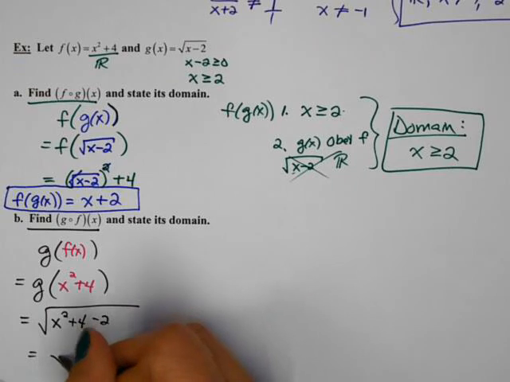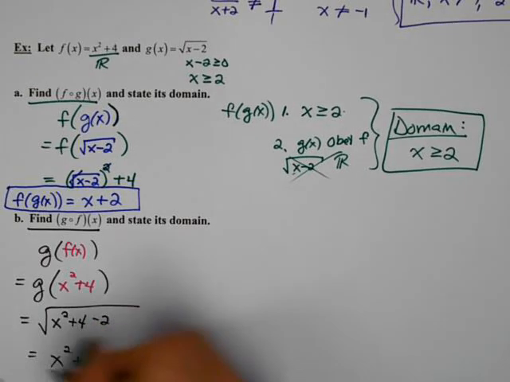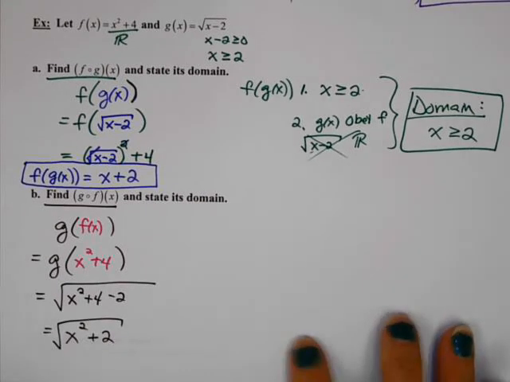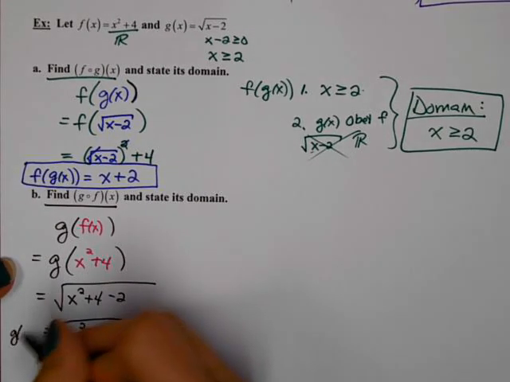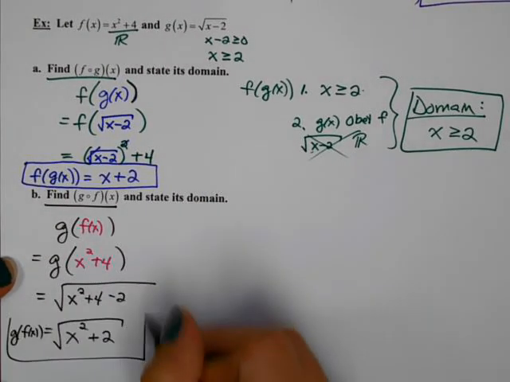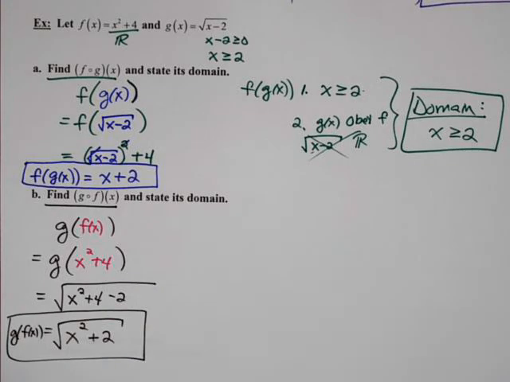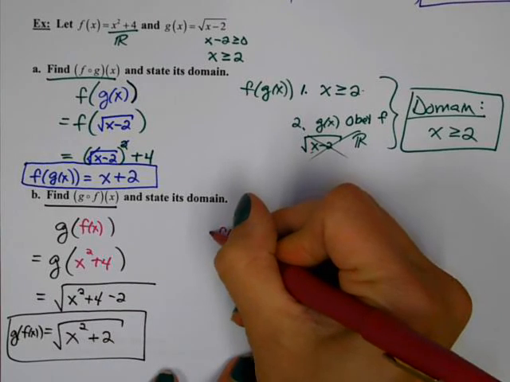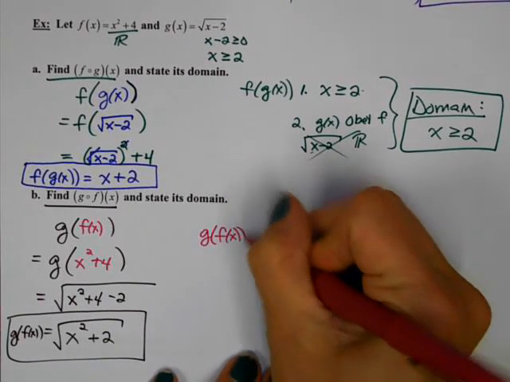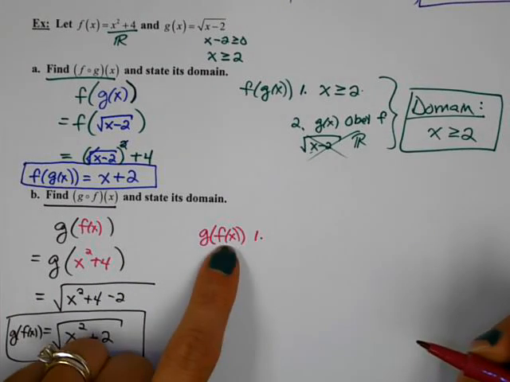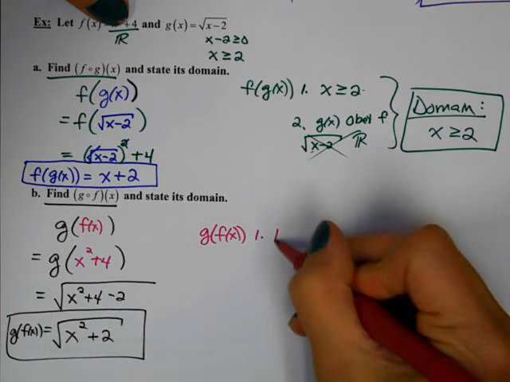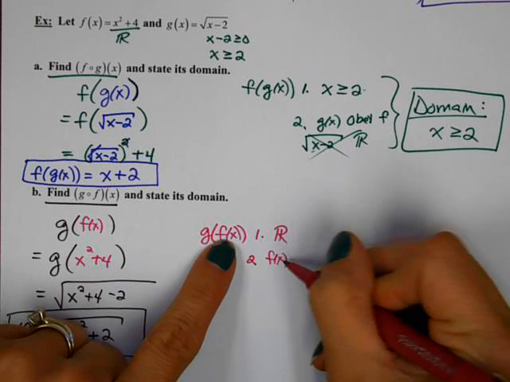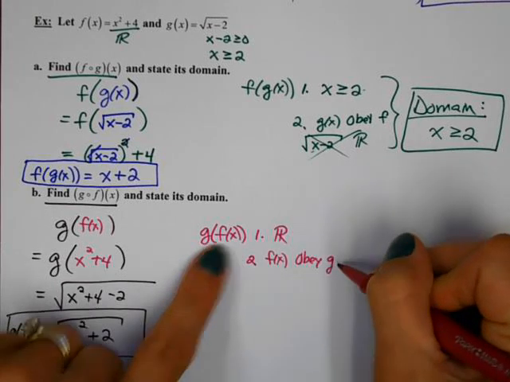Okay, so we're going to have the square root of x squared plus 4 minus 2, which is the square root of x squared plus 2. Can that simplify? No, that can't simplify. That's going to stay just like that. So this is g of f of x. And now we're going to find its domain. Okay, so the domain for g of f of x, step 1. What's the domain of the little guy? All reals. And then step 2, the little guy, which is f, must obey g.